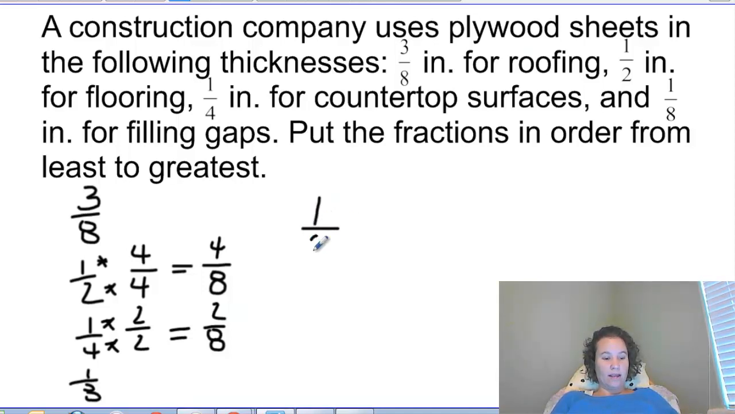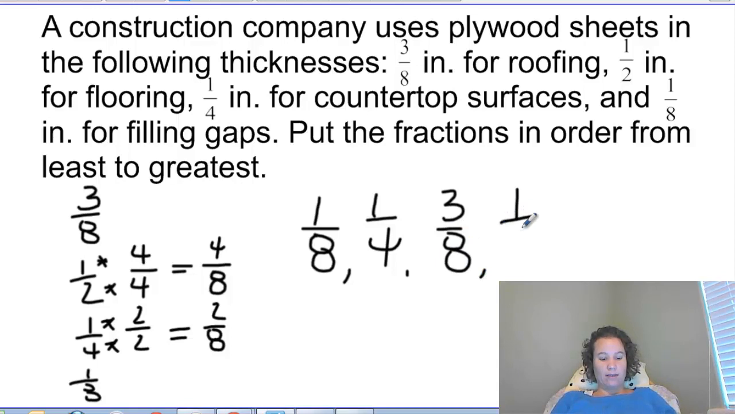I can see that 1/8 is the smallest, and then 2/8 would be the next smallest, and that was originally 1/4. So I'm going to write that as 1/4 when I put these in order. 3/8 would be the next fraction, and then 4/8 or 1/2 would be the final fraction. So I put those in order from least to greatest using the least common denominator so that I could compare them.